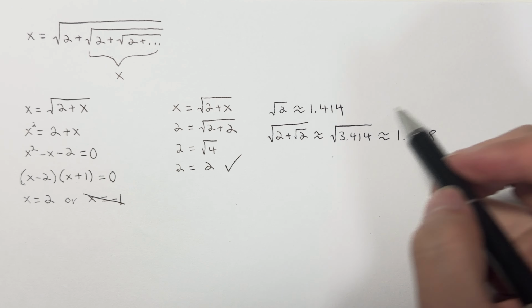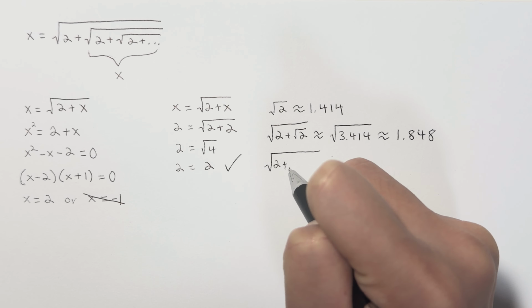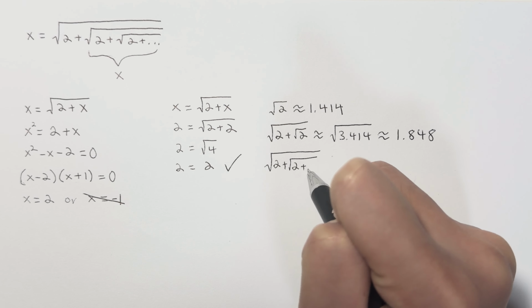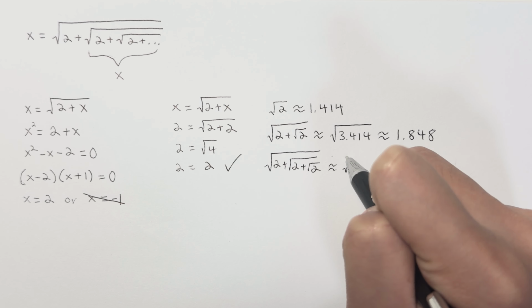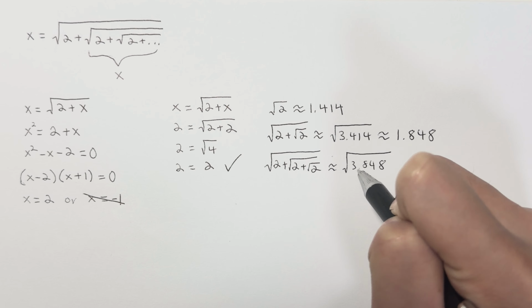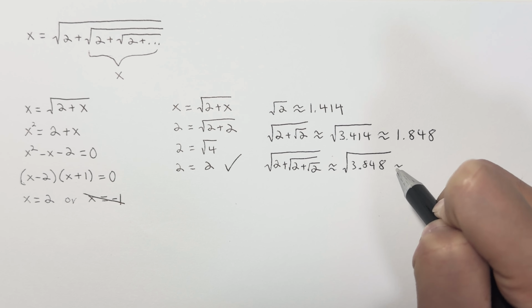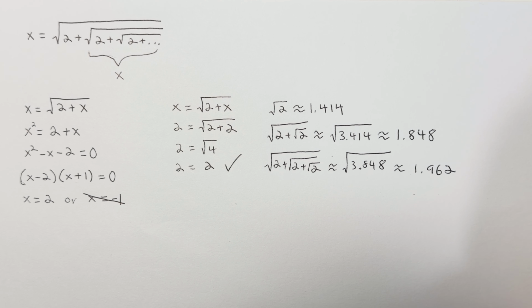And then the square root of 2 plus the square root of 2 plus the square root of 2 is approximately the square root of 3.848, which is approximately 1.962. See, it's getting closer and closer to 2. If you kept going, it will converge to exactly 2.